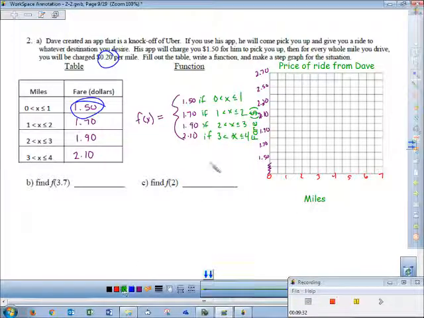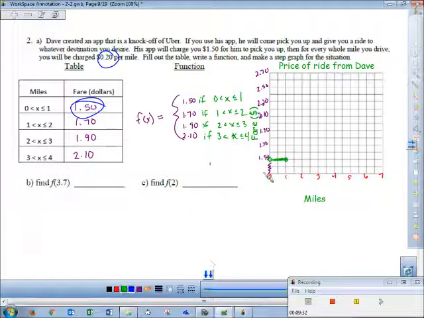Alright, and now let's put in our steps. Obviously if we don't call Dave at all, and we did nothing, we'd be charged nothing, so that's why this is an open dot. But if we called Dave, and even if he had to take us 1/10 of a mile or something like that, it's going to cost us $1.50. Anything from 0 all the way up to 1 mile is going to cost us $1.50.